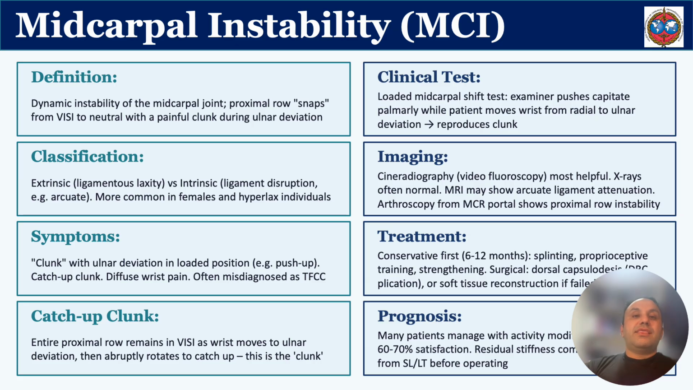Usually they respond to hand therapy, including proprioception training and splinting in mild extension, and 70% would improve without surgery. Surgical options here will include dorsal capsulorrhaphy, dorsal radiocarpal ligament advancement and plication, soft tissue reconstruction, or triquetrohamate arthrodesis in selected cases. And I always counsel patients that surgery results are unpredictable.